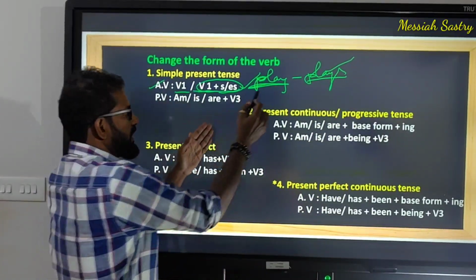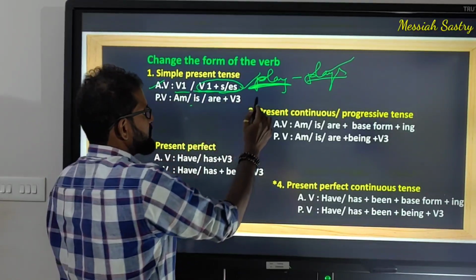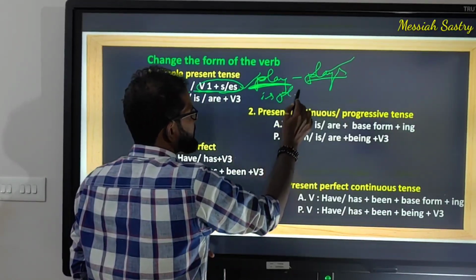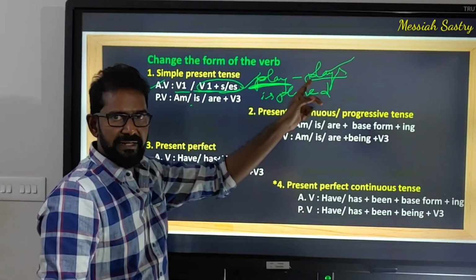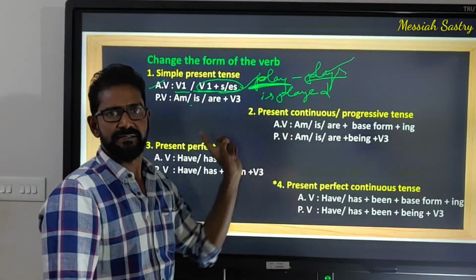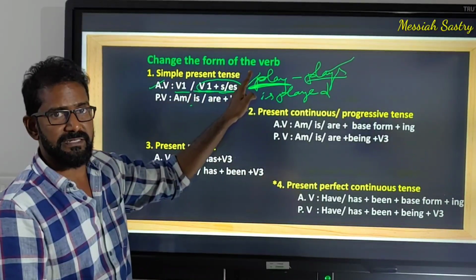In passive voice, this same form becomes am/is/are plus V3, which means is played, or am played, or are played. That is the active form and passive form in simple present.